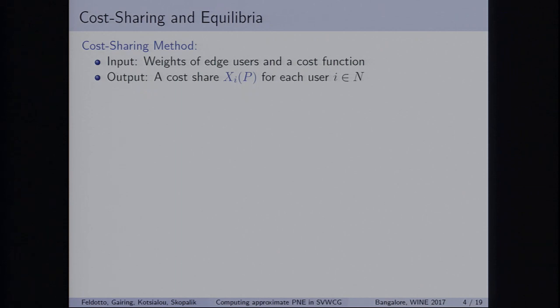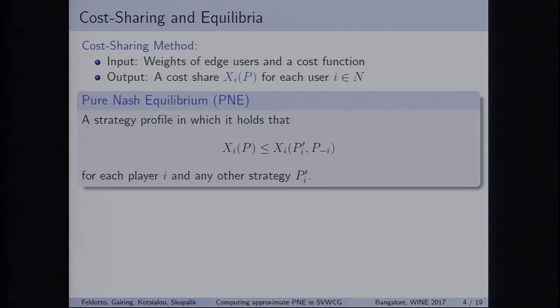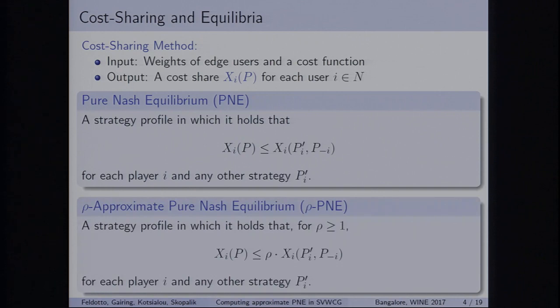is the specific outcome. A pure Nash equilibrium is a state where no player can improve its cost share by deviating to another strategy. By relaxing this definition, I introduce to you the approximate pure Nash equilibrium, which is a state where no player can improve by at least a multiplicative factor ρ if he deviates to another strategy.